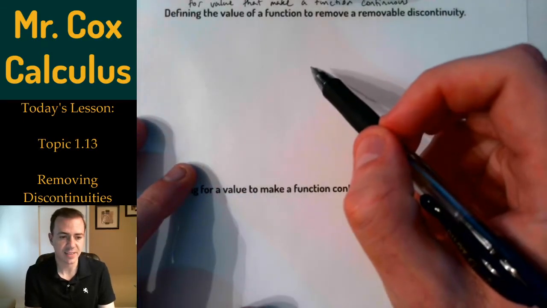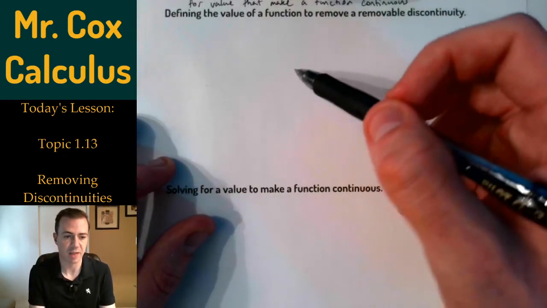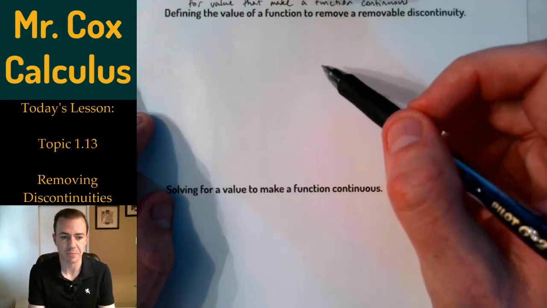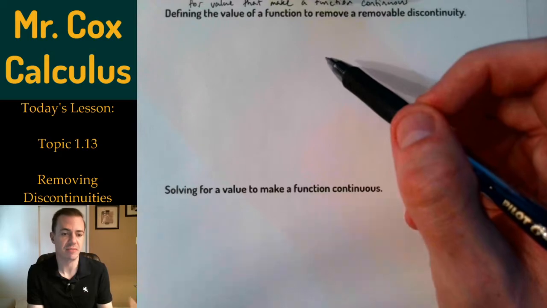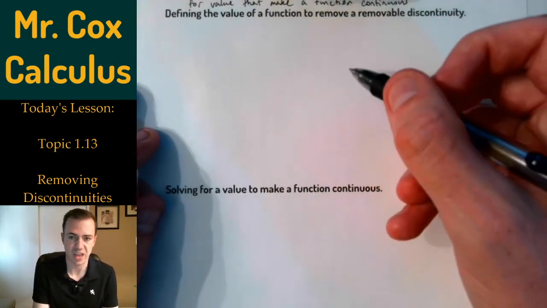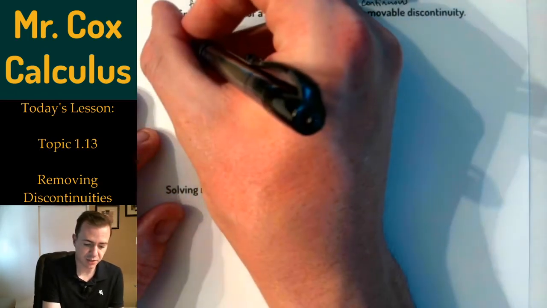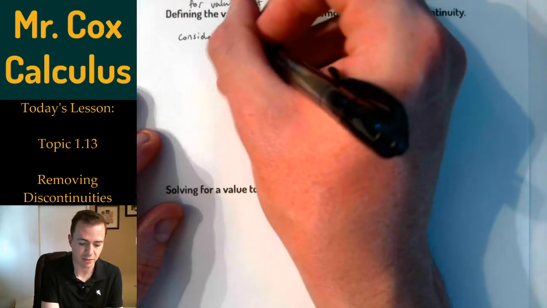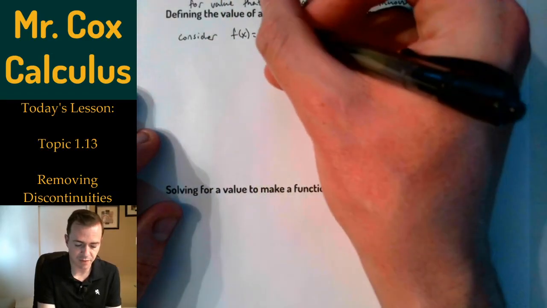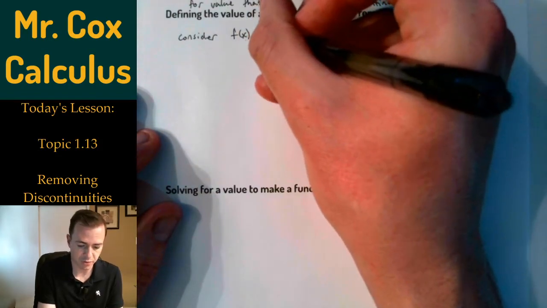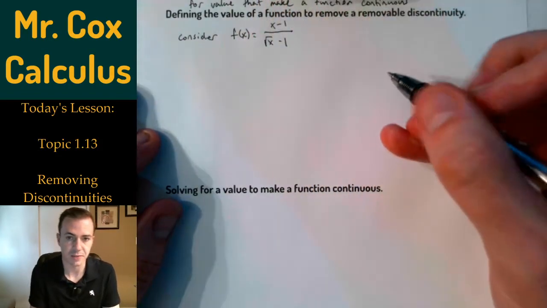We kind of got into this idea in topic 1.11, where we might have a function that has a particular discontinuity, and we might be able to define the value of that function in order to fill in or to remove that discontinuity. So let's look at that again and kind of formalize what we were doing there. Let's consider f of x, and we'll let f of x be equal to x minus 1 in the numerator and the square root of x minus 1 in the denominator.